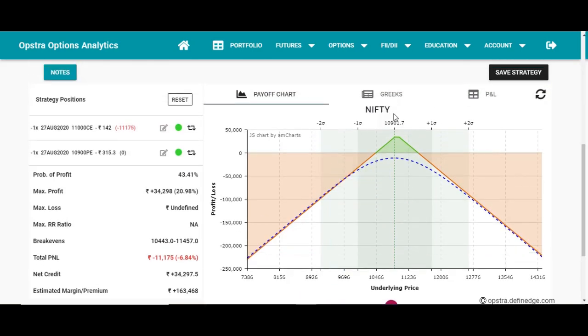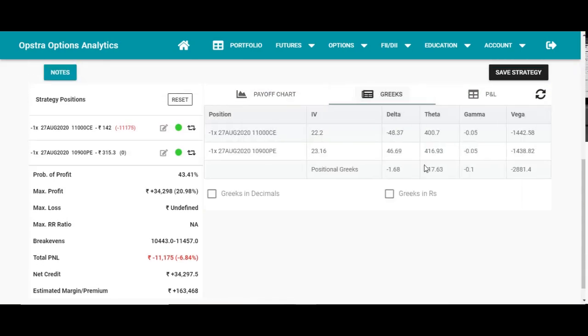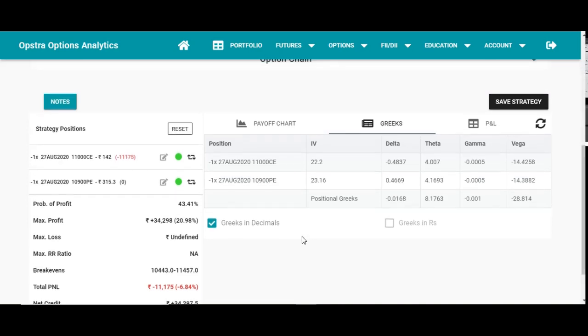Okay, so let's look into the Greeks of this. If you look at the Greeks, this is right now almost delta neutral. You can see this delta is like 0.016. So even if Nifty is moving somewhere like 150 points either downside or upside, we are not going to lose much, as it's delta neutral as of now.